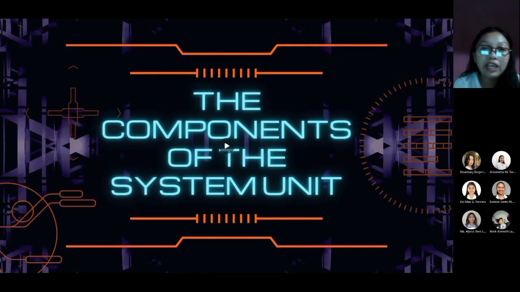Good day everyone! Today we are going to talk about the various components of the system unit, which is the main part of a computer. The system unit contains all the essential hardware components that enable your computer to function, such as the motherboard, central processing unit, or the CPU, memory, hard drive, and power supply. These components work together to ensure that your computer runs smoothly and efficiently. So let's dive in and explore each of these components in more detail.